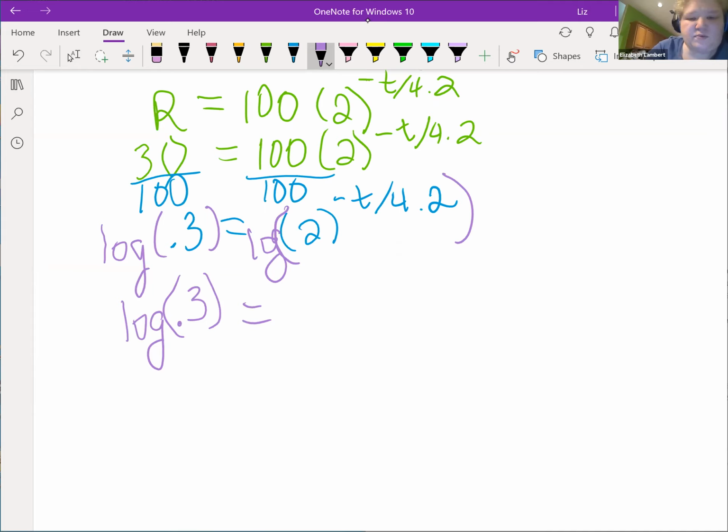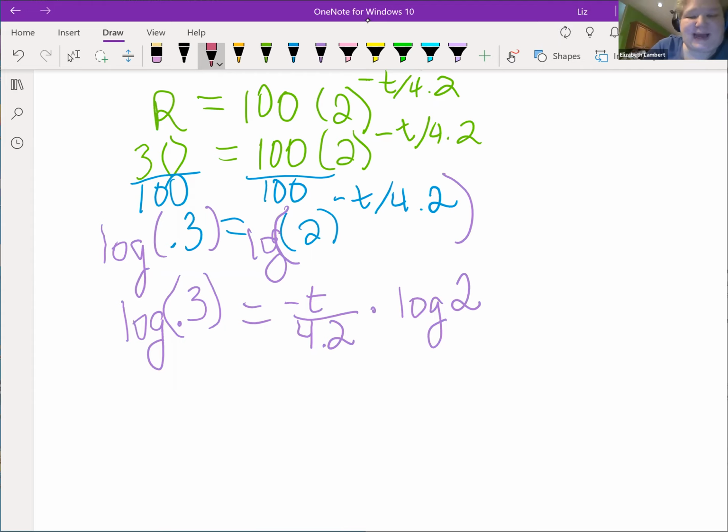And now this power is going to come down. So this is negative t. I'm going to write it as a more normal looking fraction now that it's not stuck up in the exponent. And so this is what we have for the moment. So I have the log of 3/10 on one side is equal to negative t over 4.2 times the log of 2. So a bunch of things going on here.